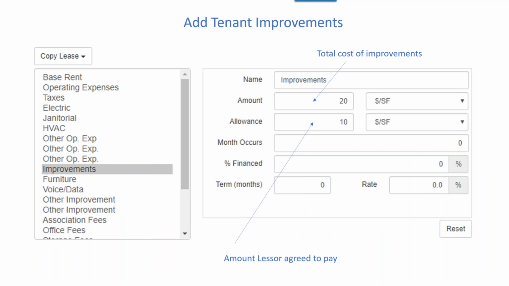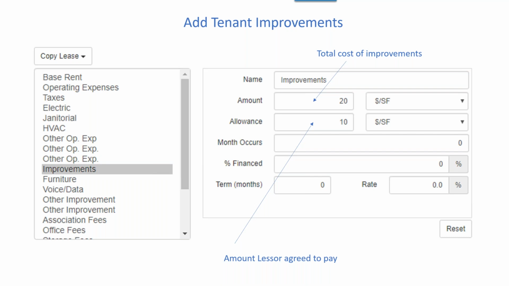Fairly straightforward. Let's add some tenant improvements. So you see it has the amount and then it has the allowance. For the owner analysis, the amount doesn't really matter because that's what the tenant has to pay. So from the owner's perspective, I just care about the allowance. That's the amount that I agreed to give the tenant.